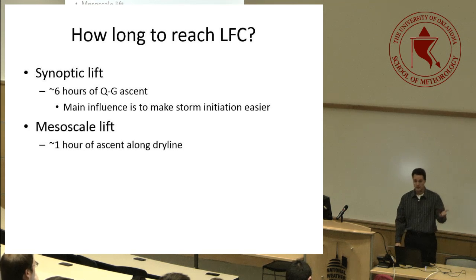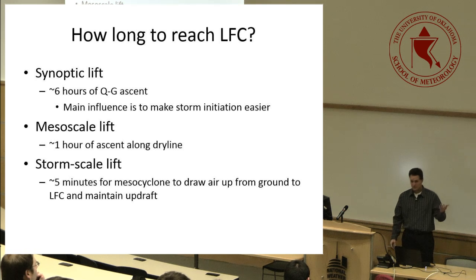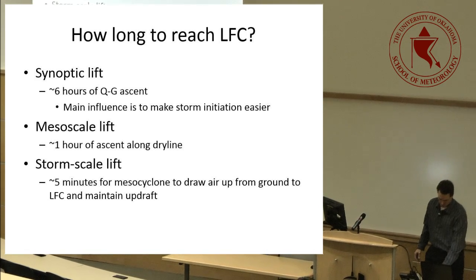Mesoscale ascent, again, this is equivalent to like the dry line. I just want to make sure that you guys are familiar with the orders of magnitude of these processes. And then, of course, storm scale, it maybe takes 5 minutes to lift parcels from the boundary layer up to the level of free convection, sometimes even less than that. So that would be akin to a supercell storm reproducing itself through propagation. It's regenerating itself very quickly.